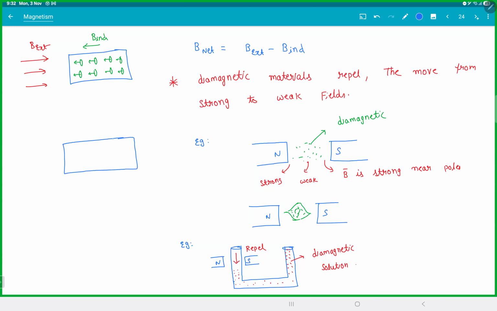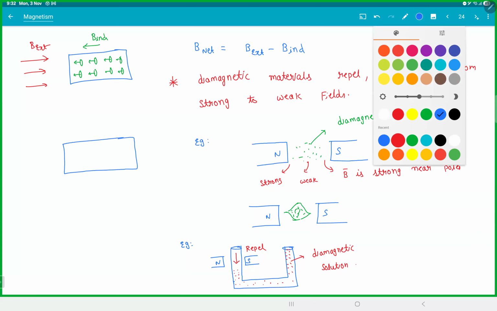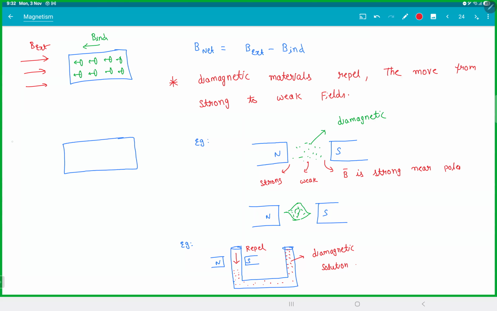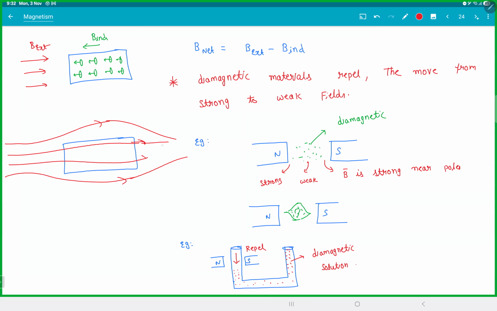And if you try to draw the field lines, they do ask questions on this also. Which of the following is the field lines for diamagnetic? You can clearly see both the fields will oppose. That means the field lines will actually try to avoid this. They will try to go around it. They're not happy with this material. They don't want to enter this. They will maximum try to avoid. So field lines will actually decrease.